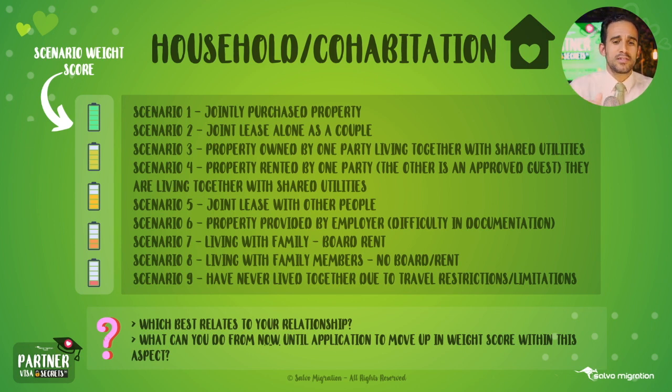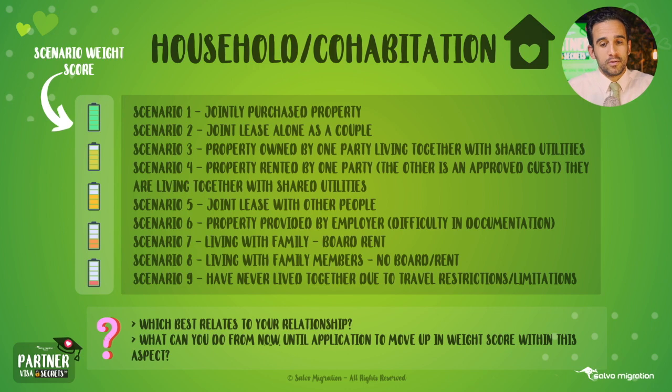Okay. The reason that's different to a couple that actually have their own place and have their own lease is that a joint lease is very different to one party being on the lease and another person being an approved guest. It's not as legally binding, and it's not as strong. It's not a third party issued contract for both applicant and sponsor.